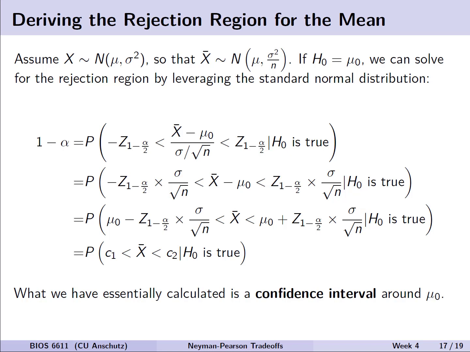So let's assume that the null hypothesis is that H naught is equal to mu naught. So some value, the truth is mu naught. We can solve for the rejection region here by leveraging the standard normal distribution, or in other words, remember from the normal distribution lectures, Z can be thought of as our statistic that is a normal distribution with mean 0 and a variance equal to 1.